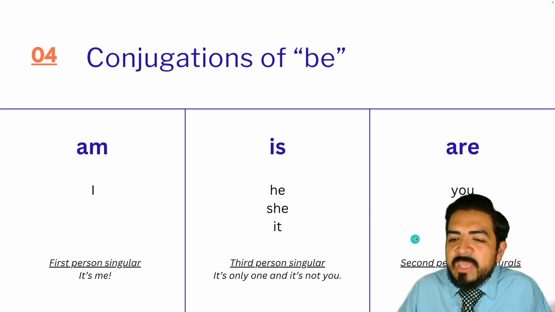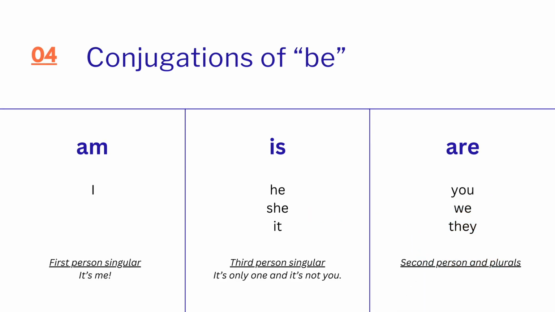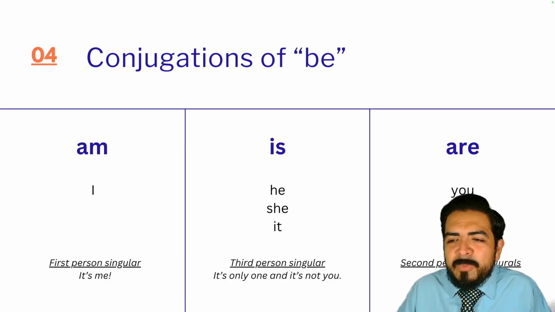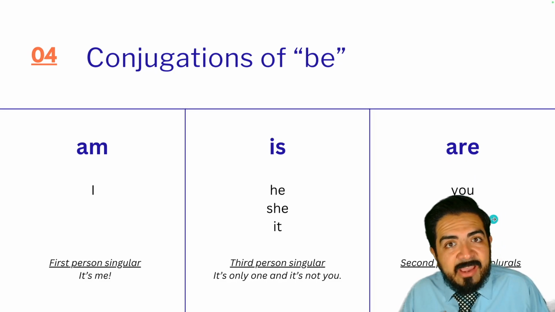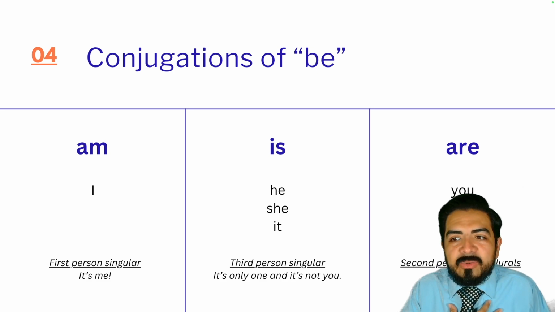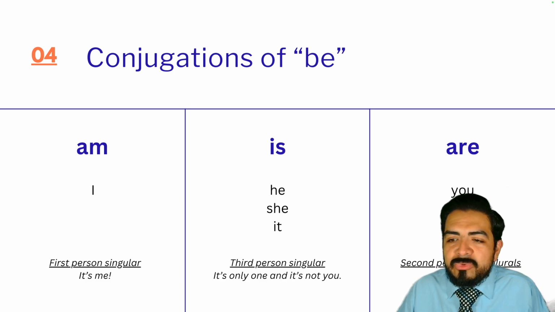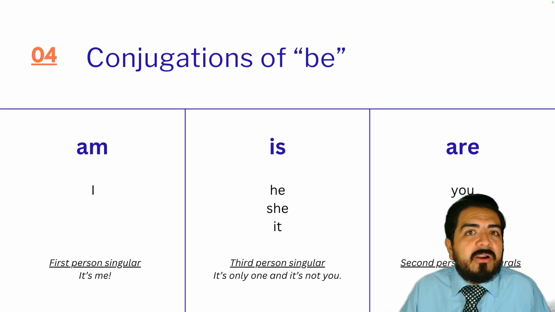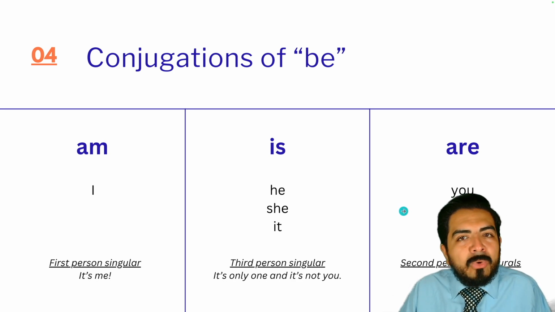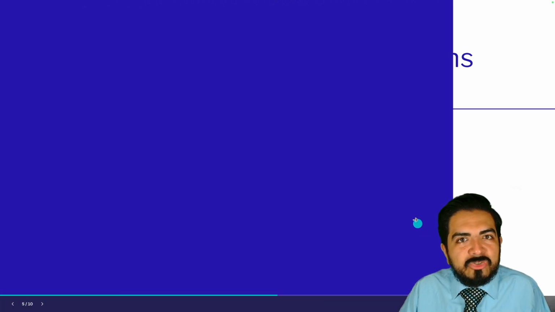Okay? Now, if it's second person and plurals, then we use are. For example, you, we, or they. But not only pronouns. For example, when you say John, Andrea, and I, as in we, we can say are. Or when you say John and Andrea, only them, are. Okay? So let's take a look at how the conjugations look like.